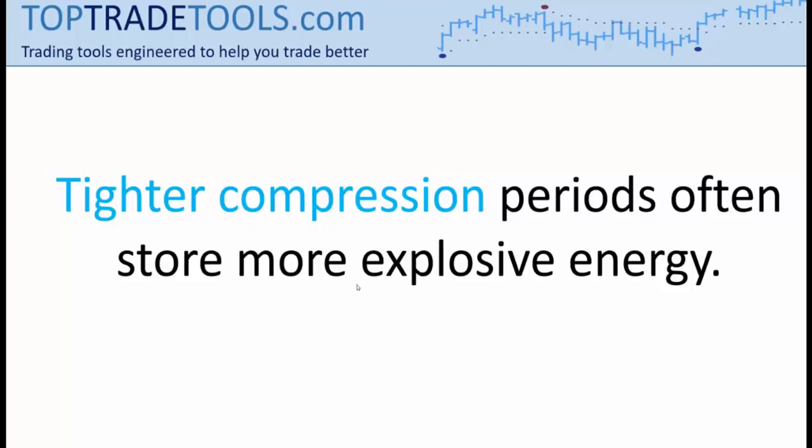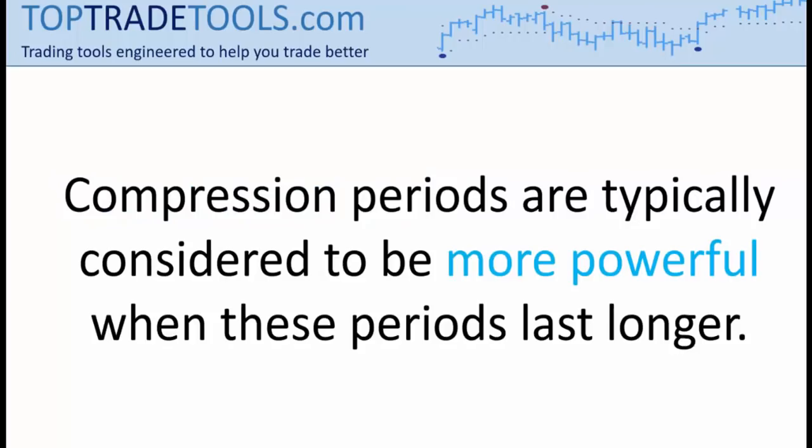Now, tighter compression periods are often thought to store more explosive energy. So we can define that, and I'll show you how we can measure that. But coming from a large volatility environment down to a compression period, it's thought that this period actually stores energy, and then once the compression period's over with, then you see a big release of energy, and that's what we're hoping to trade. And that's what essentially gives us the edge that we're looking for when we identify compression patterns.